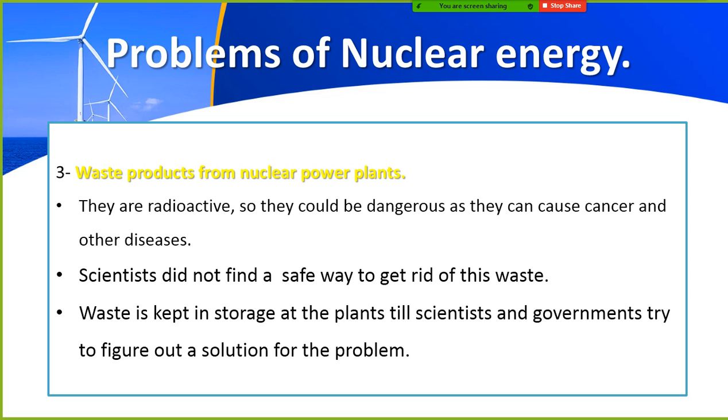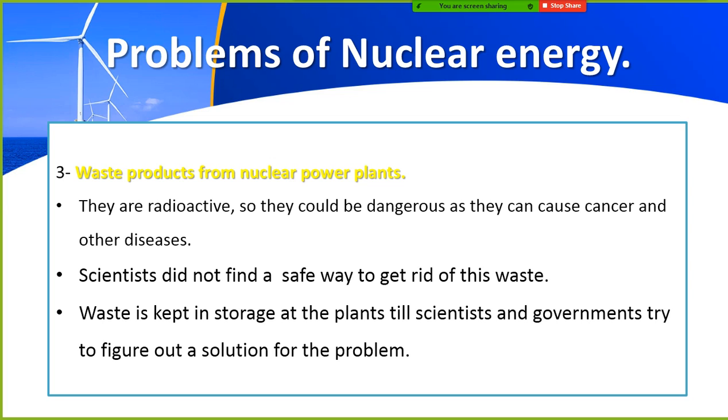So those are the advantages: getting a huge amount of energy, and it is clean fuel. What are the disadvantages? Number one, the uranium that we depend on to produce nuclear power is a very rare element. Number two, there is a problem of safety, because if any problem happened in one of those plants, the explosion or the effect of this problem could spread for hundreds of miles. And the third thing, the waste product that comes from those nuclear power plants is so dangerous, it can cause cancer and other diseases.